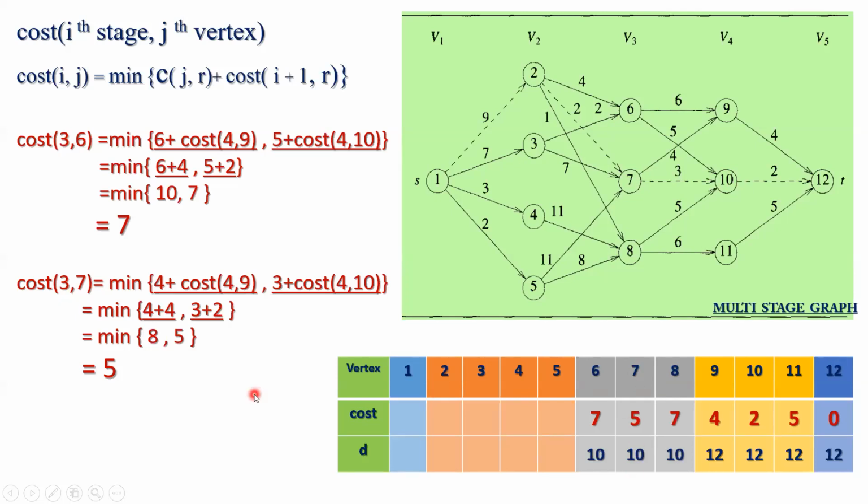Okay. So similarly, cost of vertex 8 at stage 3. Again, I have two options, 8 to 10, 8 to 11. So which is better? Here 5 plus 2, here 6 plus 5. 5 plus 2 is 7, 6 plus 5 is 11. Which is better? 5 plus 2, 7 is better. So I am writing 7. And again, this edge is also leading us to vertex 10. I have updated in the table.